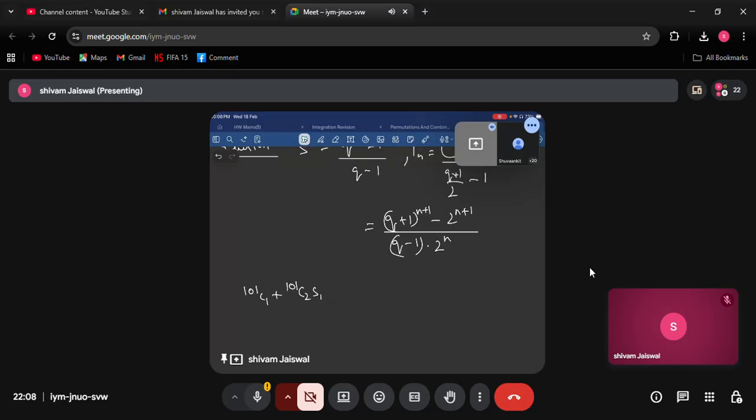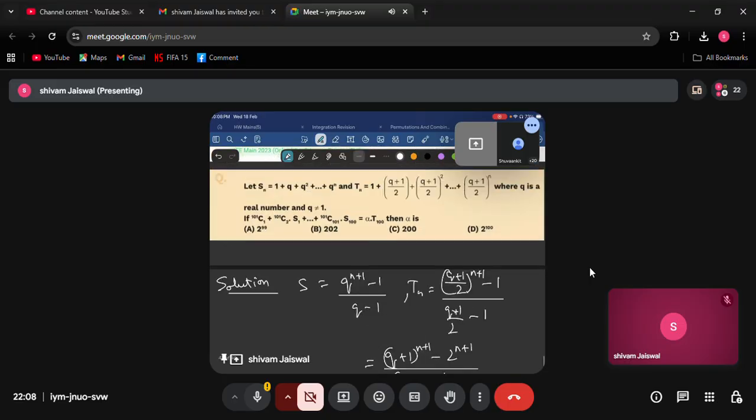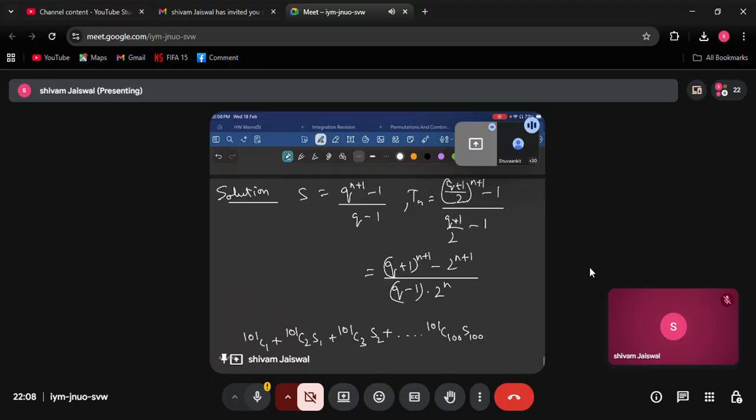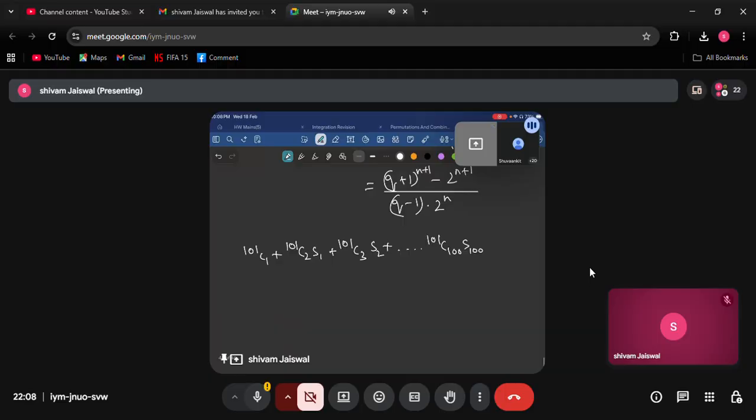So the series is 101 C1 plus 101 C2 into S1 plus 101 C3 into S2 plus dot dot dot plus 101 C1 into S100. This is given as alpha into T to the power 100. So let us first of all simplify this one. Let's see what we are getting.